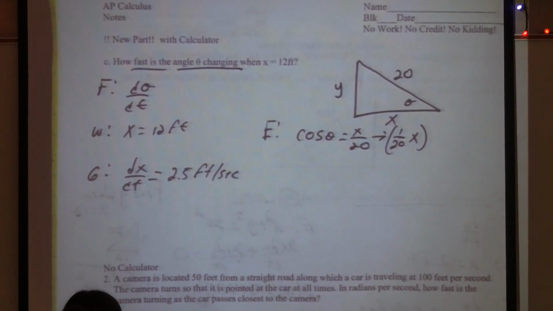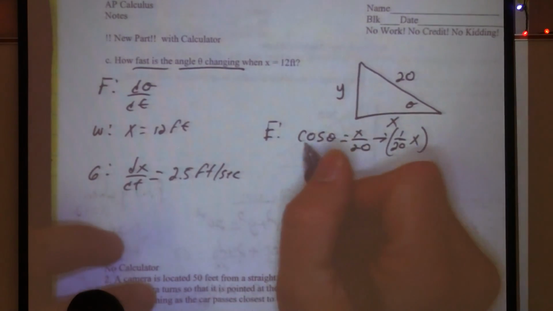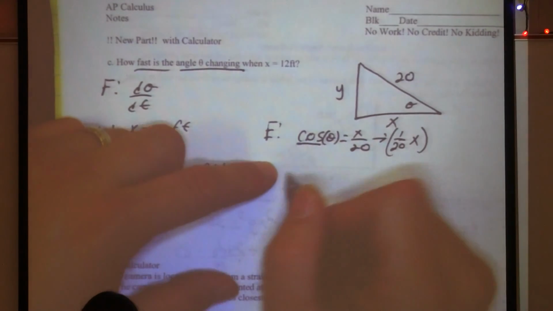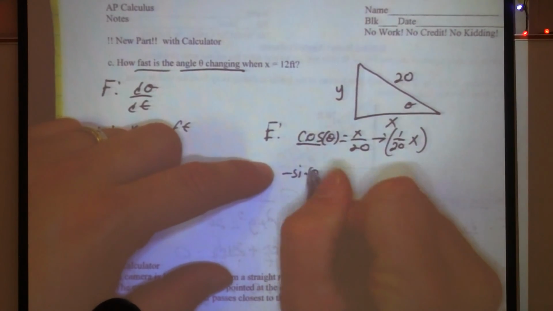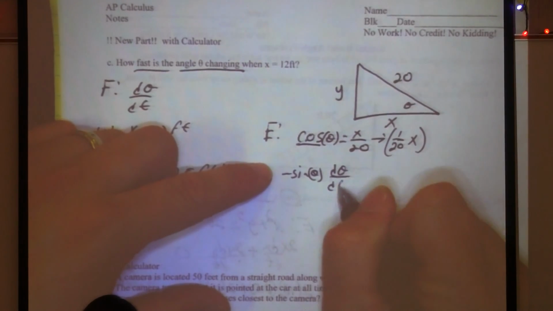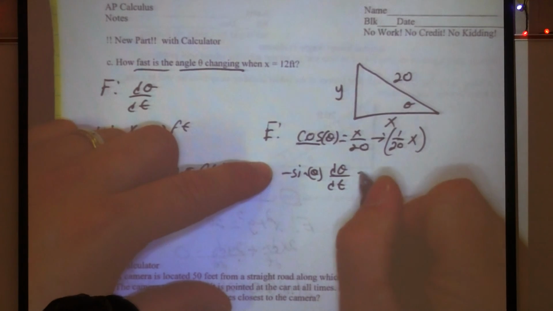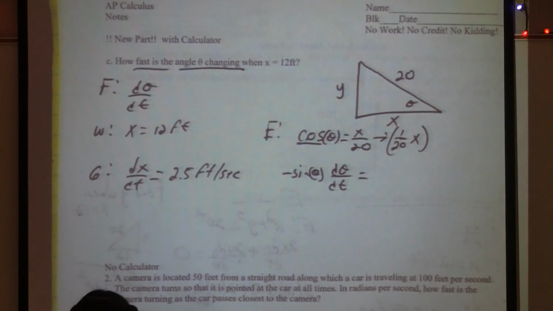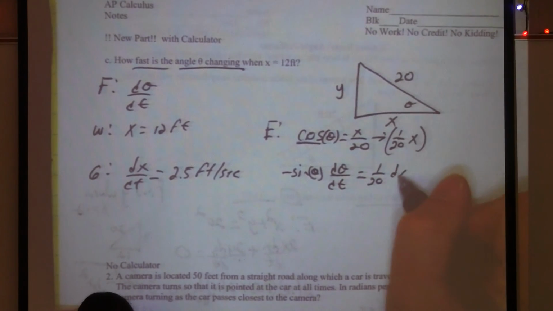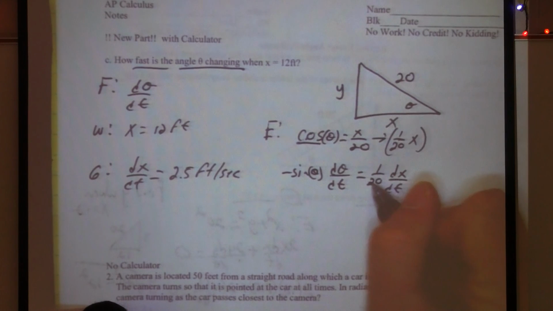Let's get the derivative. What's the derivative of cosine? Be careful, because remember this is chain rule. So derivative of cosine is negative sine theta times the derivative of theta? No. d theta dt equals, what's the derivative of this? 1 over 20 dx dt.